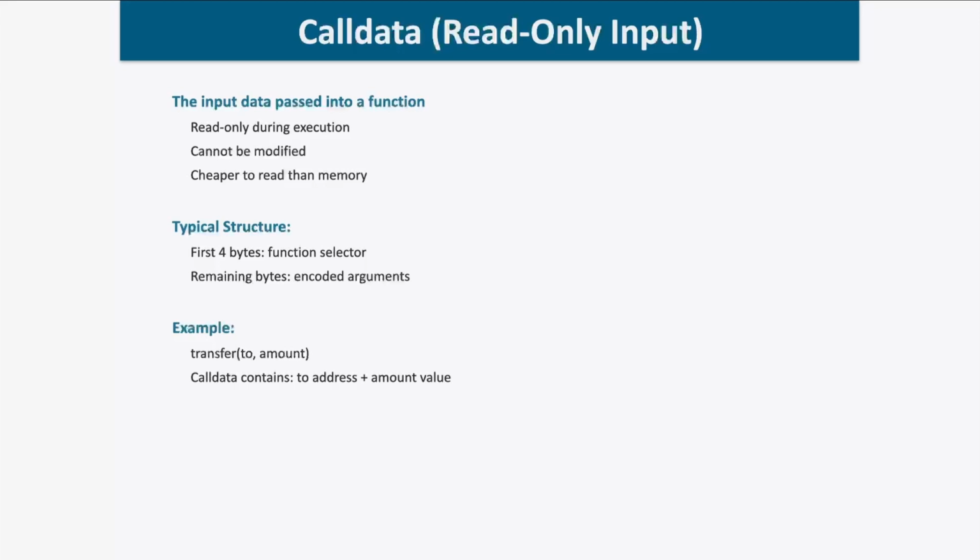Calldata has a standard structure. The first 4 bytes are the function selector, a unique identifier for the function which you're calling. The remaining bytes are the encoded arguments, the data you're passing to that function. For example, if you have a function transfer with the arguments to and amount, the calldata would contain the transfer function selector, the to address, and the amount value. Calldata is important for gas efficiency. When you read from calldata instead of copying data into memory, you save gas. This is another optimization pattern that skilled smart contract developers use.